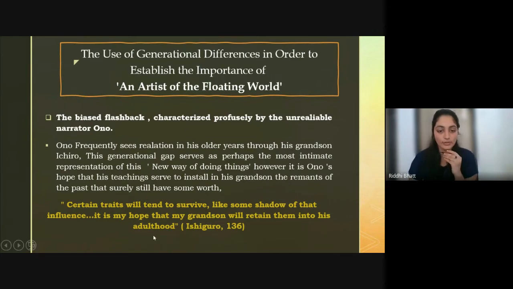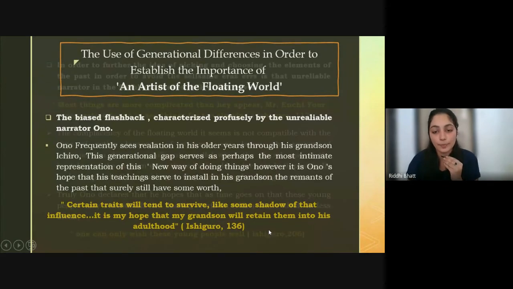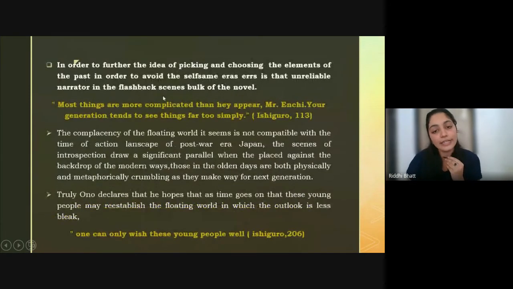In this book, Ono said that certain traits will tend to survive like some shadow of that influence. It is my hope that my grandson will retain them into his adulthood. Then, to further the idea of picking and choosing the elements of the past in order to avoid the self-same, Ono is the unreliable narrator in the flashback scenes that make up the bulk of the novel. Ono said that most things are more complicated than they appear, Mr. Inchi. Your generation tends to see things far too simply.